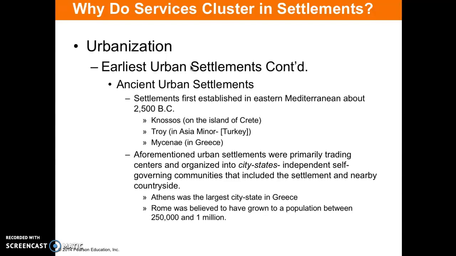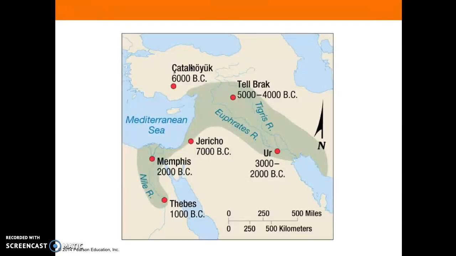Athens was the largest city-state in Greece, and Rome was believed to have a population between 250,000 people up to 1 million people at its height. And so here you see the rise of different urban centers throughout the Middle East or Southwest Asia.